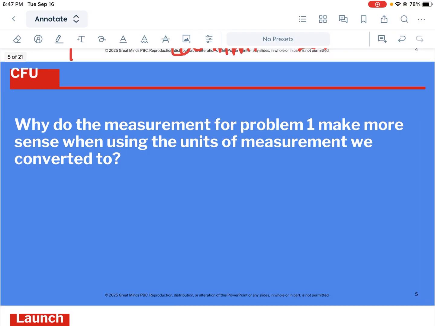Here's another question for you to think about. I'll let you marinate on this yourself. I'll just read it for you. Why do the measurements for problem 1 make more sense when using the units of measurement we converted to? If you want to, pause the video here. Just think about that to yourself and then come back. But I'm moving on.